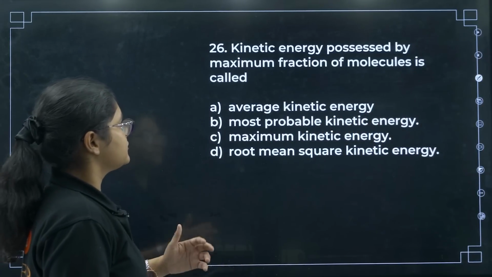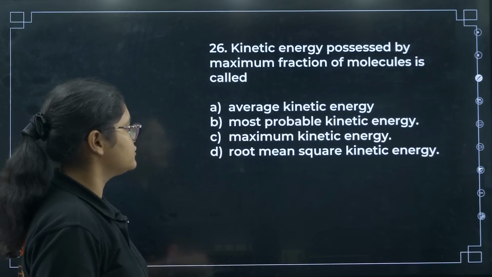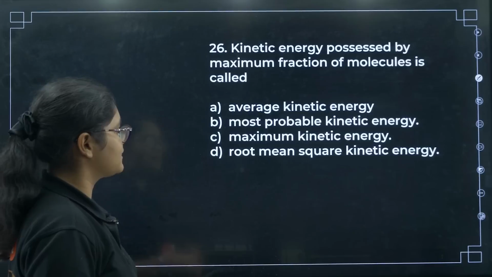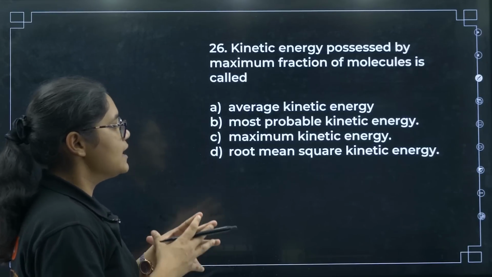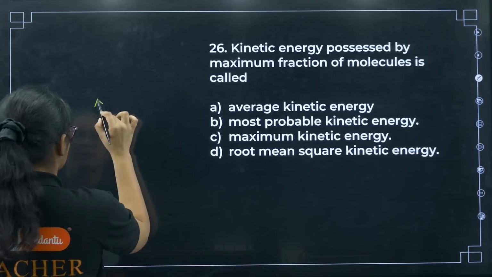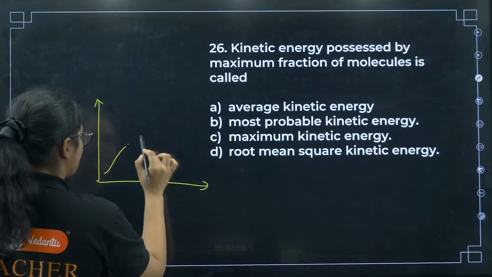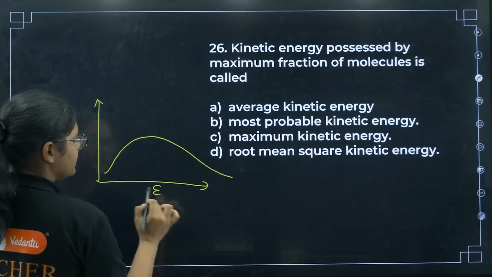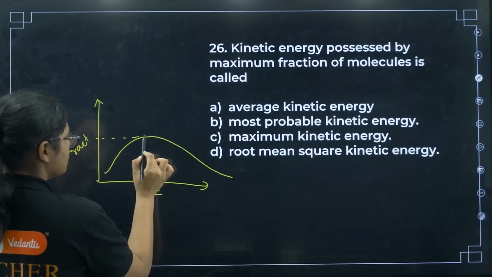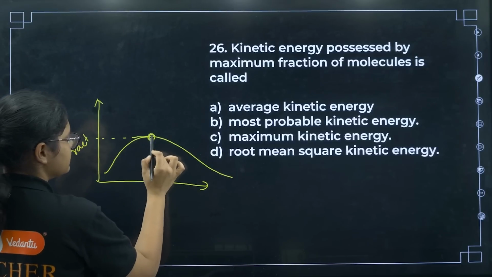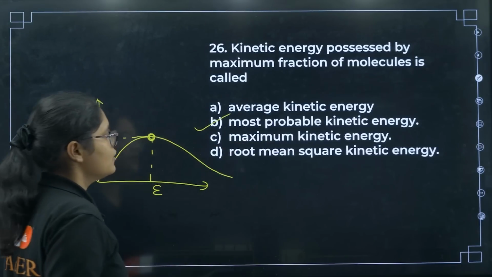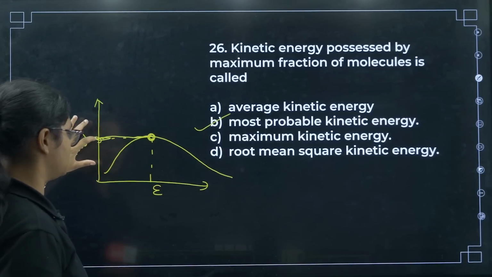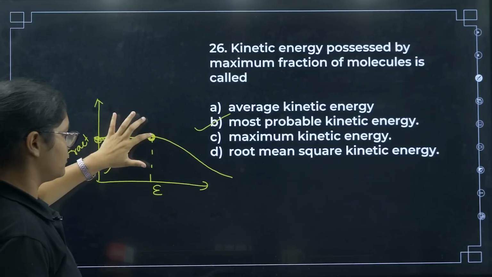Next, kinetic energy possessed by the maximum fraction of molecules is called as: average kinetic energy, most probable kinetic energy, maximum kinetic energy, root mean square kinetic energy. If you see the Boltzmann curve, it is like this. Here you see the fraction of molecules, and on this side it is energy. The fraction of molecules which possess the maximum number of energy, that is your most probable kinetic energy, option B. This is the highest fraction, or the highest value, that possesses this energy.